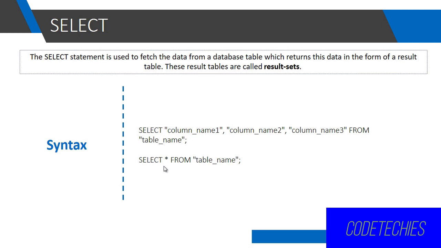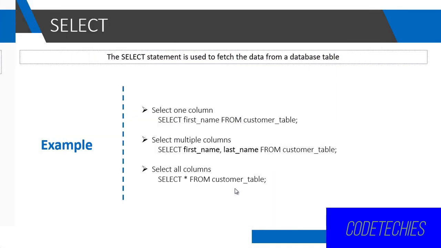If we want to get all the columns and do not want to specify any particular column or columns, we will use a wildcard. Wildcard is a special symbol. Wildcard for selecting all columns is an asterisk sign. So if we write select asterisk from table name, it will give us all the columns of that particular table. Let us look at the examples.